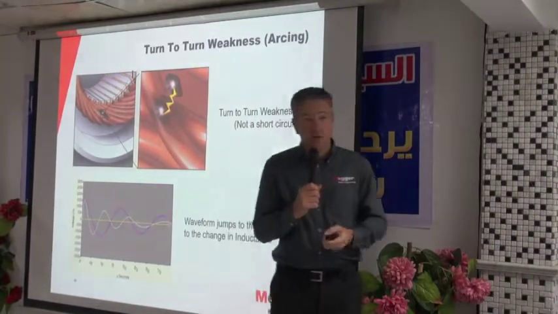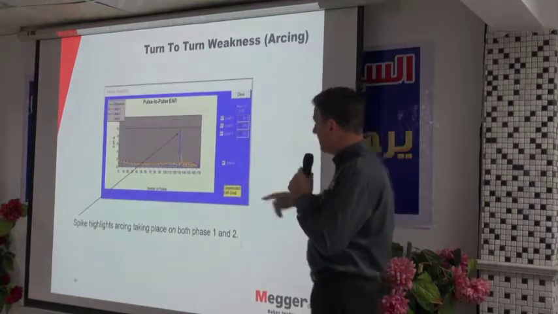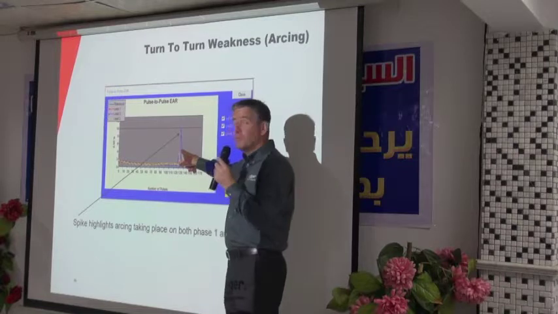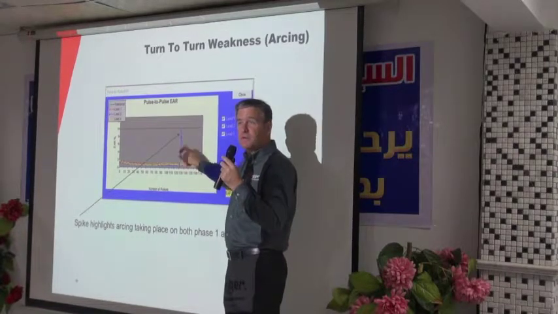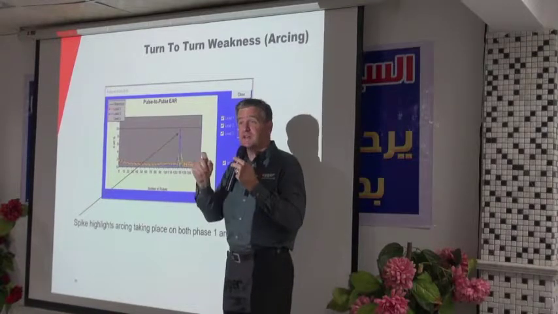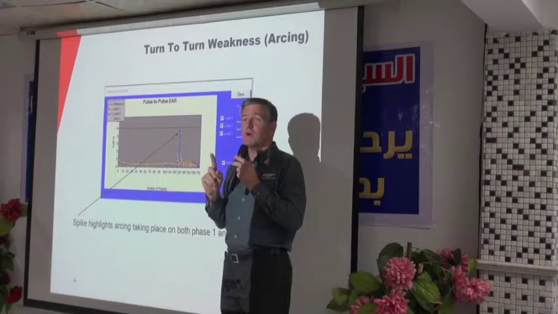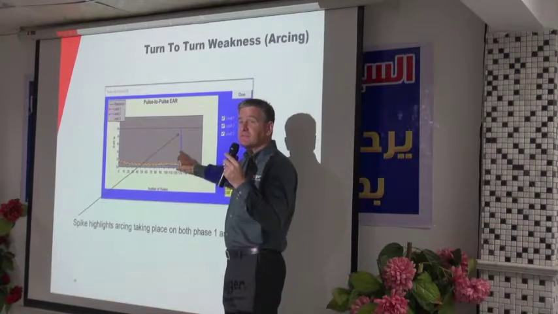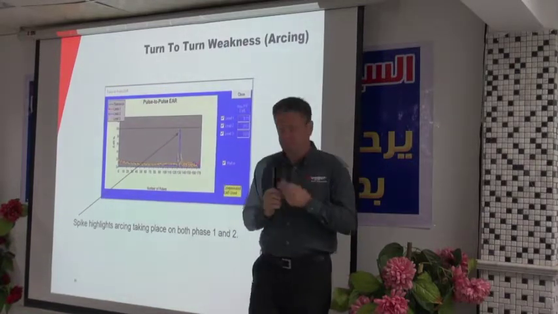And we have some special software which shows the problem. This spike tells me I have a problem on my phase. So we know which phase, or it could be two phases. It could be a phase-to-phase problem, or it could be a problem inside one phase. But this is telling me I have weak insulation. Very simple.